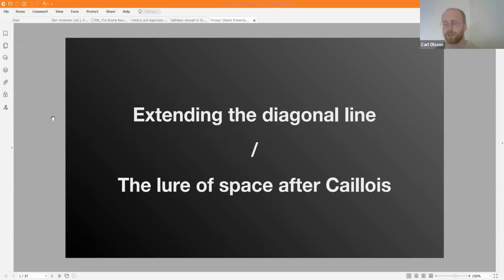As you can see, there are two titles, and there are two ways that this can go as a result of that. There is a methodological aspect to what I'm going to talk about today, which is perhaps what I would have expected to talk about the most, namely extending the diagonal line. And then there is more of an example, I guess, that comes from both Roger Caillois' work and from my own, that concerns what you might call the lure or the allure of space. And we're going to work through this.